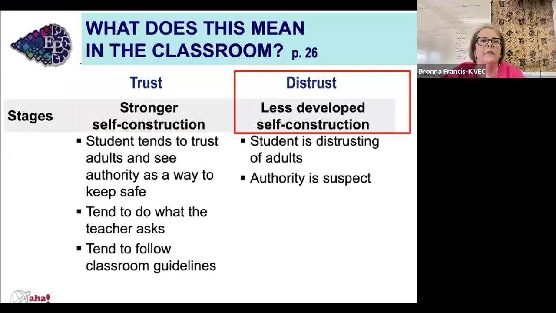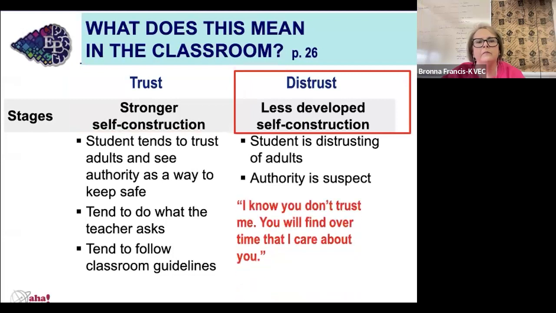And then we've talked about this, so we've already discussed this. I know you don't trust me. You will find over time that I care about you. And I think providing a safe environment for them where they're not bullied, where you do what you say, where you have consistency, and they know you're there to help them, teach them, support them. Over time, I think they will see that.